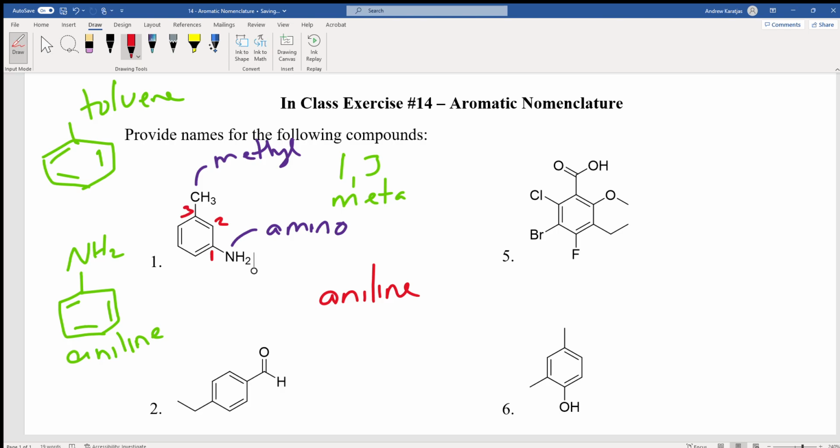Because we're using aniline as the parent name here, we don't actually need the 1 in front of aniline. The 1 is assumed, and so we can just call this 3-methylaniline. Had we gone the other way, this could have been 3-aminotoluene.